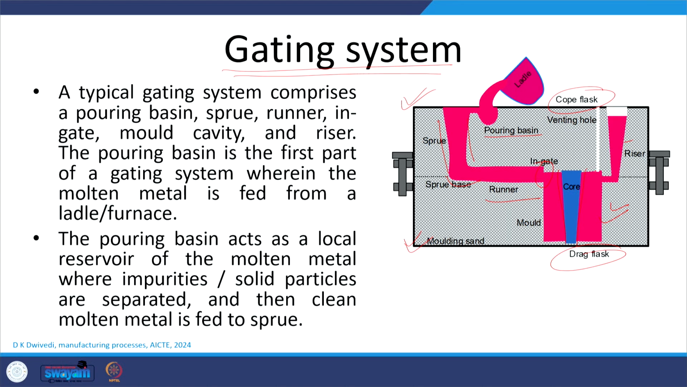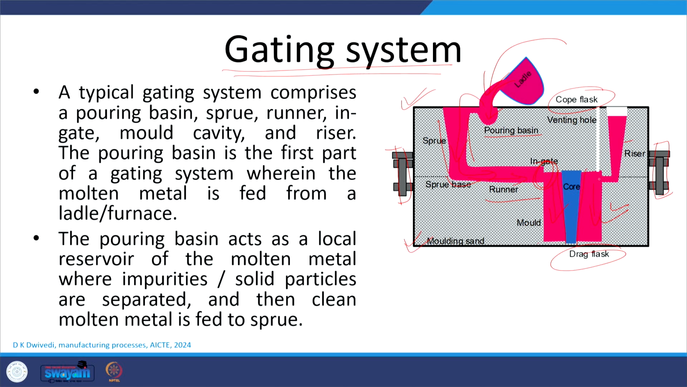Once these features are there, the two flasks are tightened and held together. Then the molten metal is filled with the help of a ladle. How it flows, we can see here. It will be poured into the pouring basin, then go through the sprue to the sprue base, where there is a change in direction, and then it flows through the runner to the ingate, and at the ingate it fills the molten metal into the mold cavity.